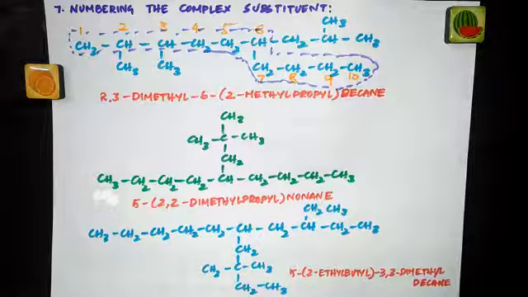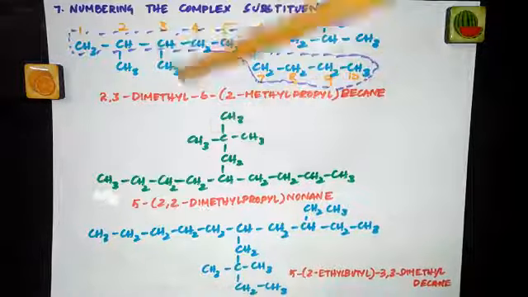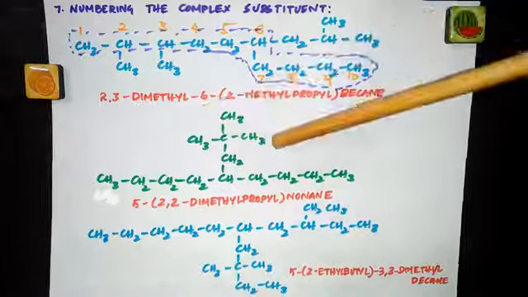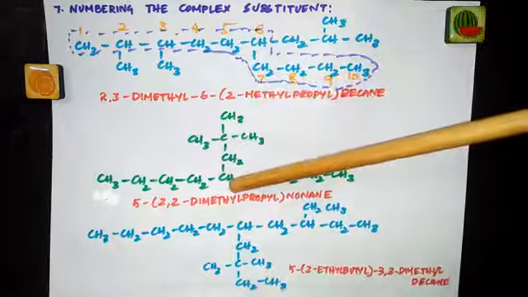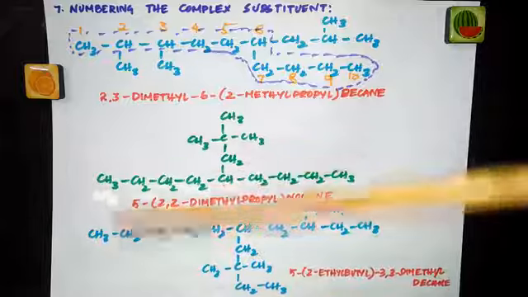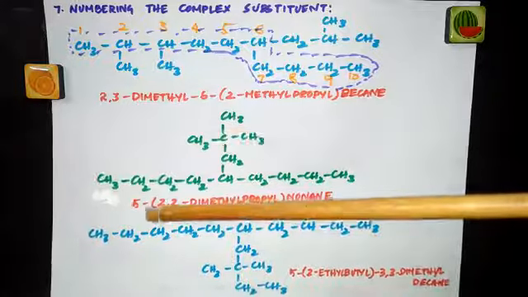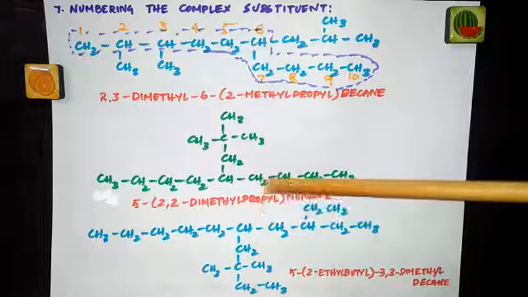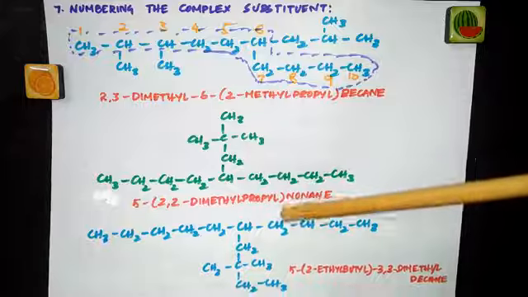I told you it's not propane, it is actually an alkyl group, so propyl. So what is the name of this alkyl part? 2,2-dimethyl propyl. And this is attached to which carbon atom of the parent chain? 5th carbon atom. So 5, hyphen, bracket, name of this substituent, 2,2-dimethyl propyl, close the bracket and then write the name of the parent chain, nonane.